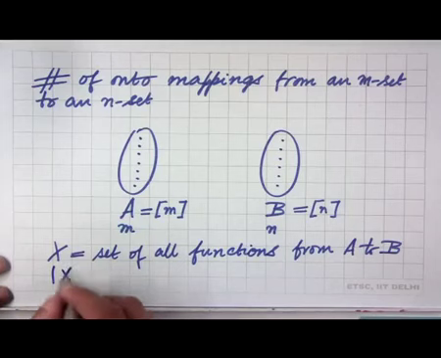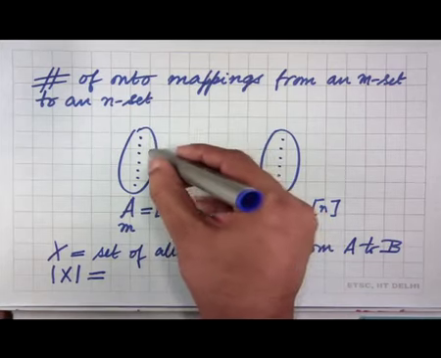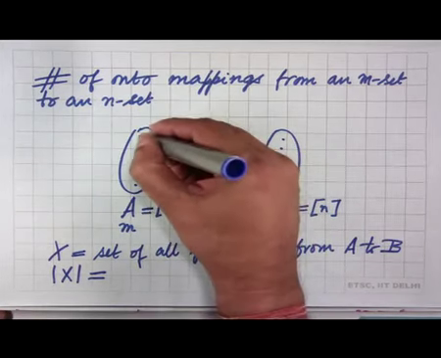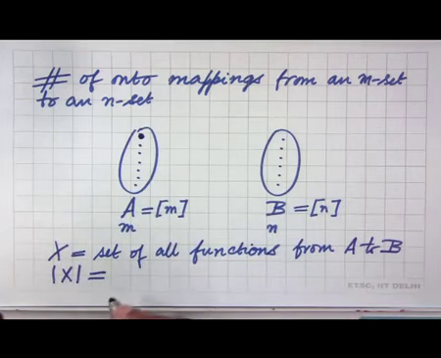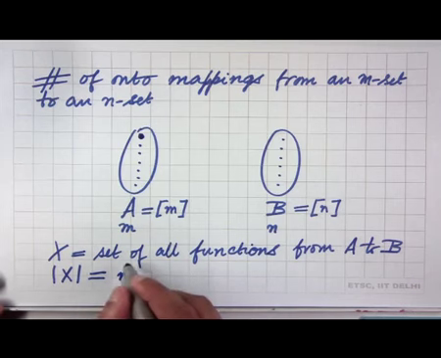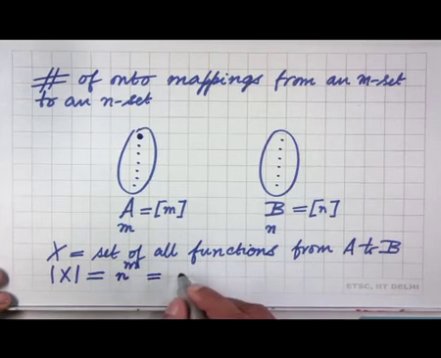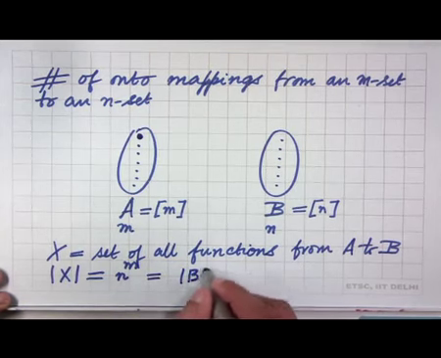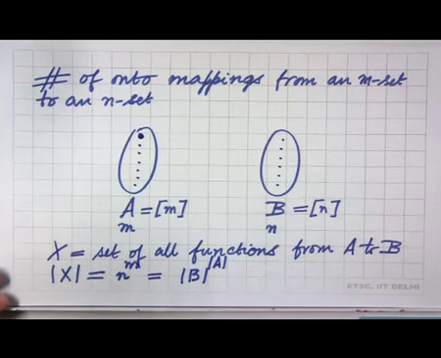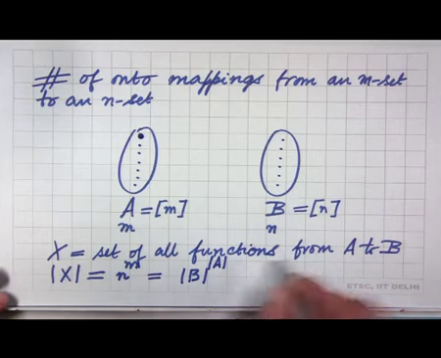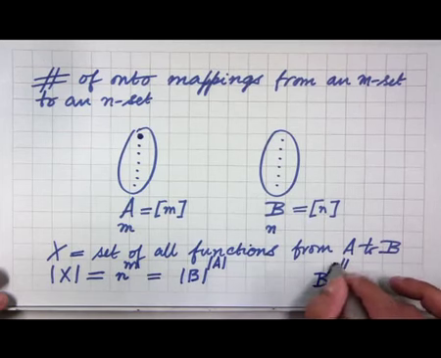So notice the size of the set X is the number of functions that start from A and end at B. So for each element in A, I have n choices, and therefore the total number of functions is n to the power of m. In fact, you might notice that this is exactly equal to the cardinality of B to the power the cardinality of A. And so it might not surprise you to note that in combinatorics, the set of all these functions from A to B is called simply B to the power A.